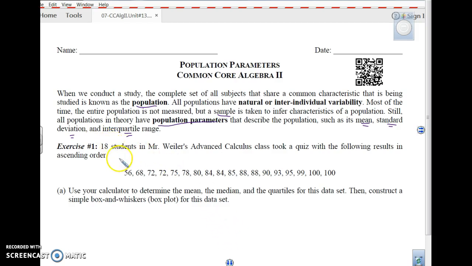All right, let's look at exercise 1. 18 students in Mr. Weiler's advanced calculus class took a quiz with the following results in ascending order. So these are the scores of the quiz. Use your calculator to determine the mean, median, and the quartiles of this data set and construct a box and whisker plot. Okay, so remember how we do this with the calculators.